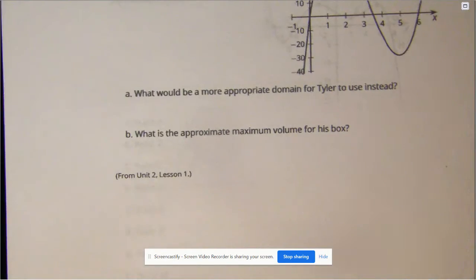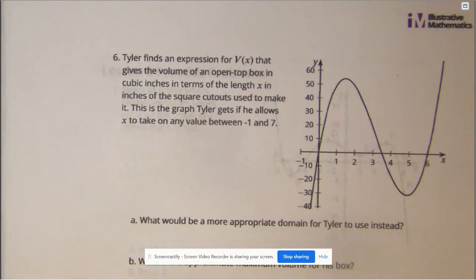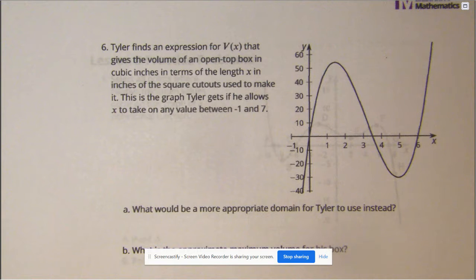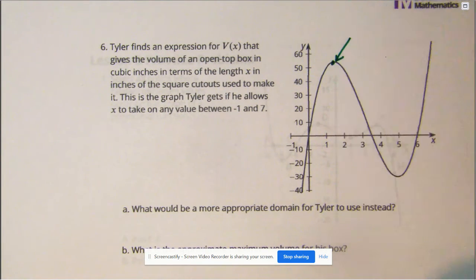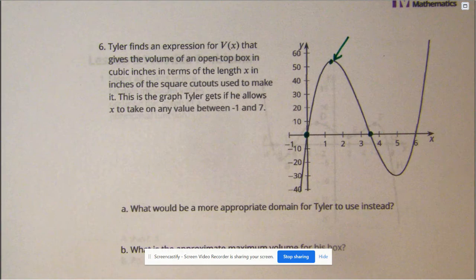All right, last one. Number 6, Tyler finds an expression for v of x that gives the volume of an open-top box. Okay, here's that problem again. We don't know how big the paper was, but they typed in some expression they came up with. Here it is. We know the max volume's right there, and it goes from 0 all the way to right here. What would be a more appropriate domain?